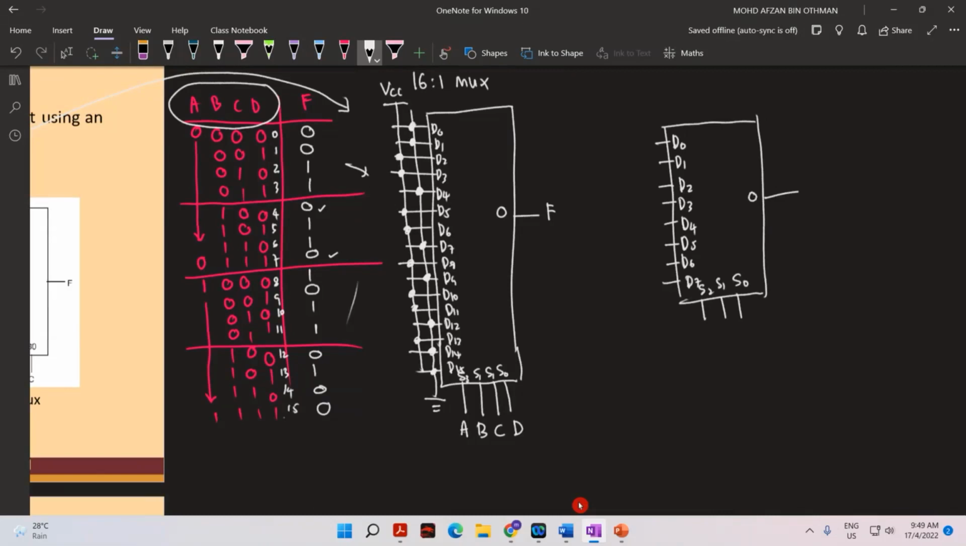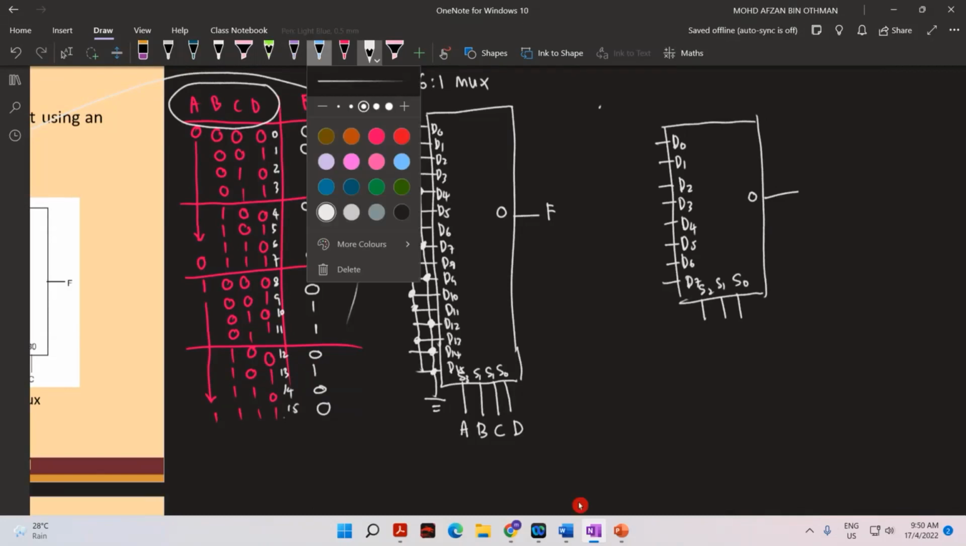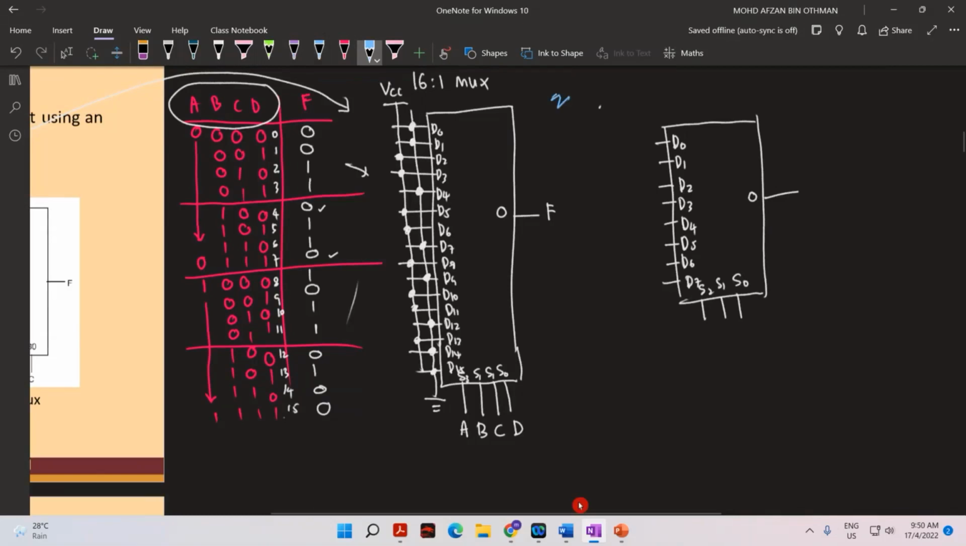Okay, and then kita kembali semula kepada kita punya truth table. Okay, untuk 8 to 1 mux, kamu ada 3 selector. Tapi kat truth table, kamu ada berapa ni? Ada 4. So, kamu kena discard satu, kena buang satu.